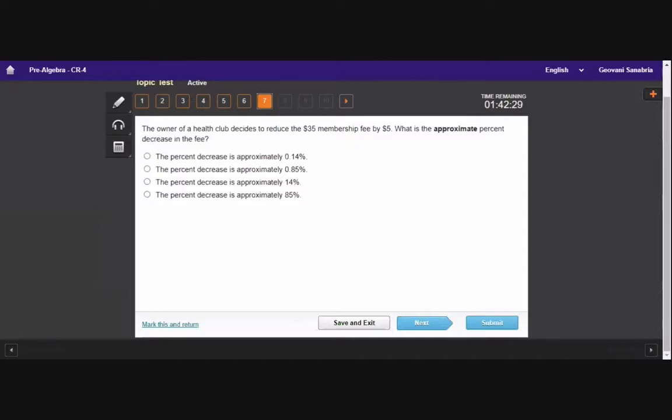So what do you think on this one? He's going to reduce the membership fee by $5. What is the approximate percent? Okay. Try to find the percent.